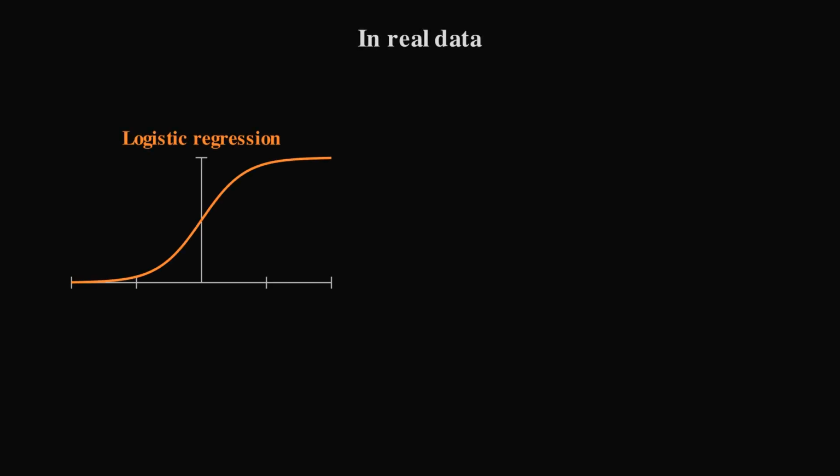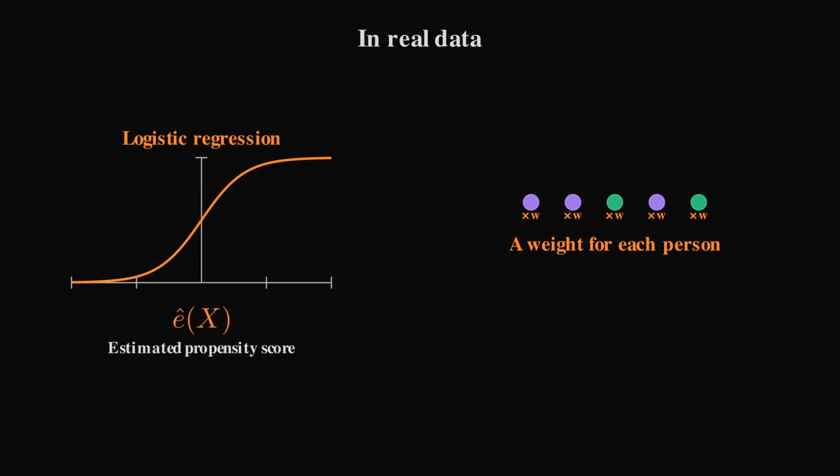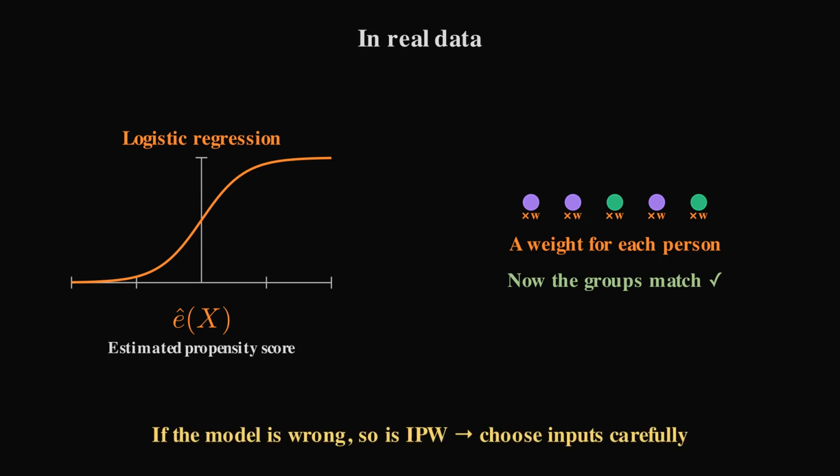In real data with many variables, we estimate this probability with a model like logistic regression. The probability estimated this way is the estimated propensity score. Using this estimated propensity score, we assign a weight to each individual. Then overall, we can make the makeup of the two groups the same. Of course, if the model is inaccurate, IPW wavers too, so we must be careful about what information we include.